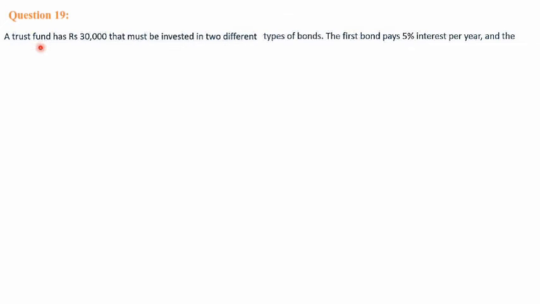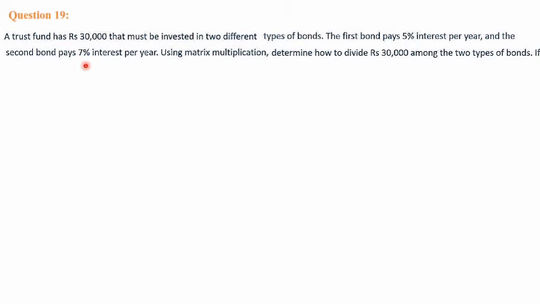Move on to question number 19. The question is, a trust fund has rupees 30,000 that must be invested in two different types of bonds. The first bond pays 5% interest per year and the second bond pays 7% interest per year. Using matrix multiplication, determine how to divide rupees 30,000 among the two types of bonds if the trust fund must obtain an annual total interest of, first one rupees 1,800 and second one rupees 2,000.